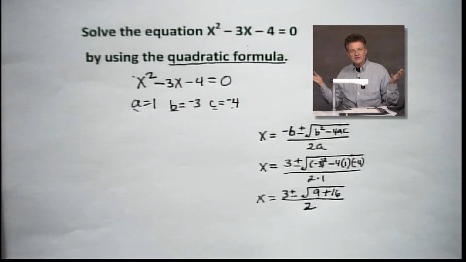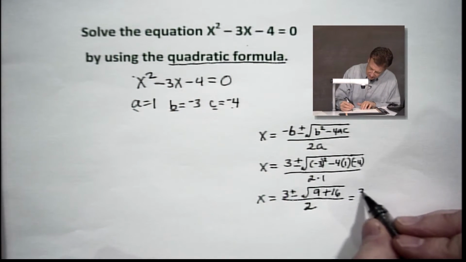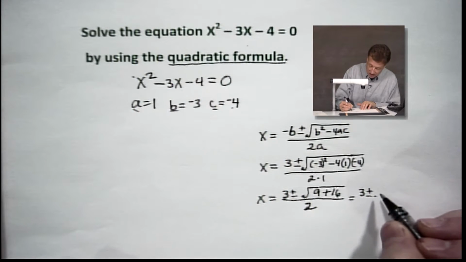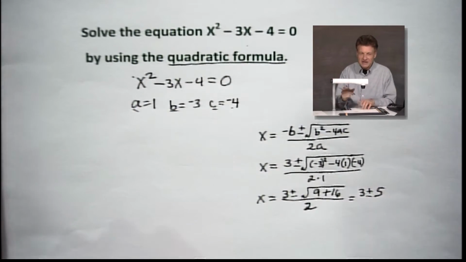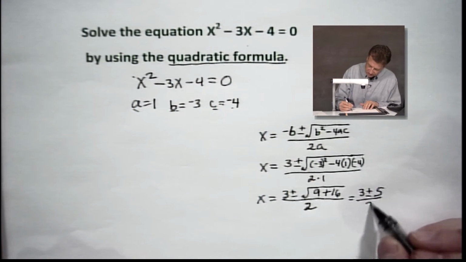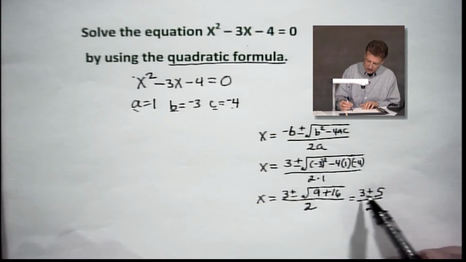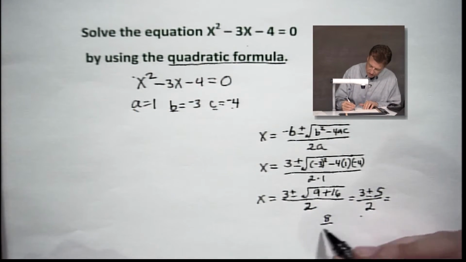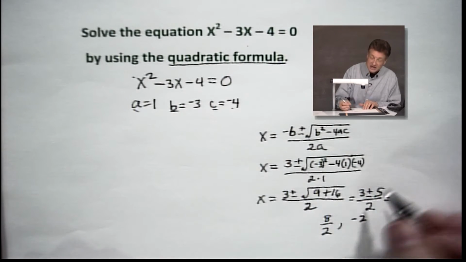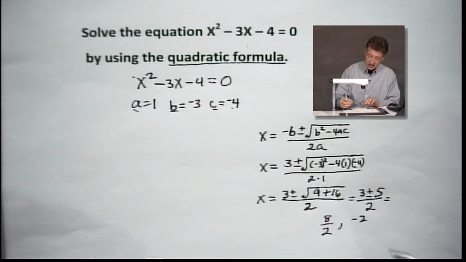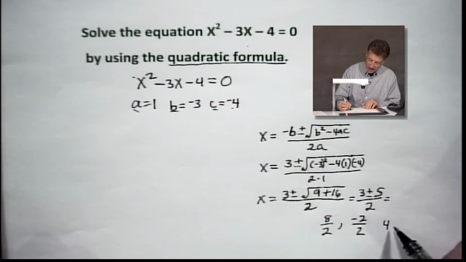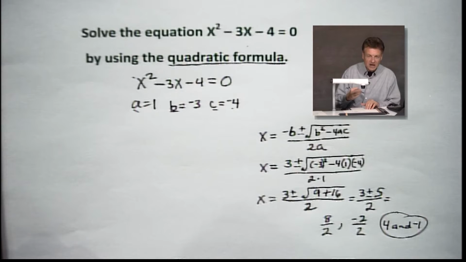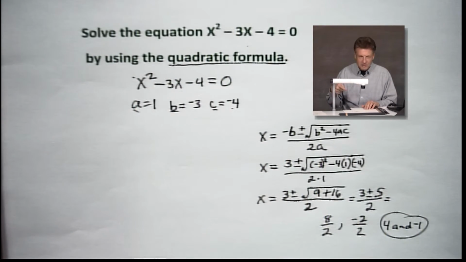Now, what is 9 plus 16? We can do that in our head, right? It's mental math. 25. Square root of 25 is 5, right? And we're accounting for that plus or minus, that's part of the formula, all over 2. Let's do it. 3 plus 5, we get 8. 8 divided by 2 gives 4. We also get negative 2 when we say 3 minus 5 over the 2, which gives us negative 1. So 4 and negative 1. And that's what we had on the other page, wasn't it?